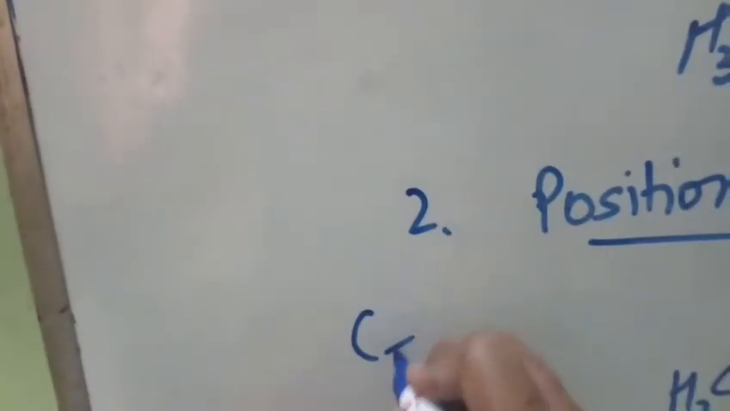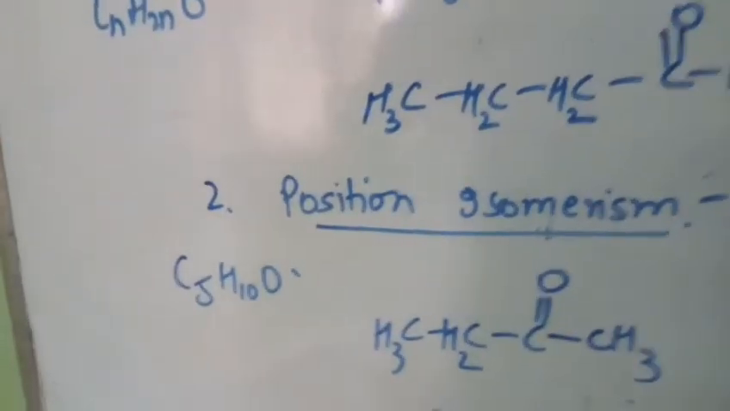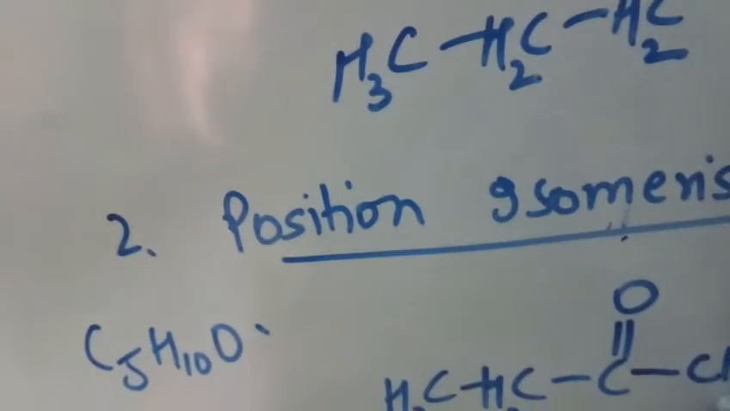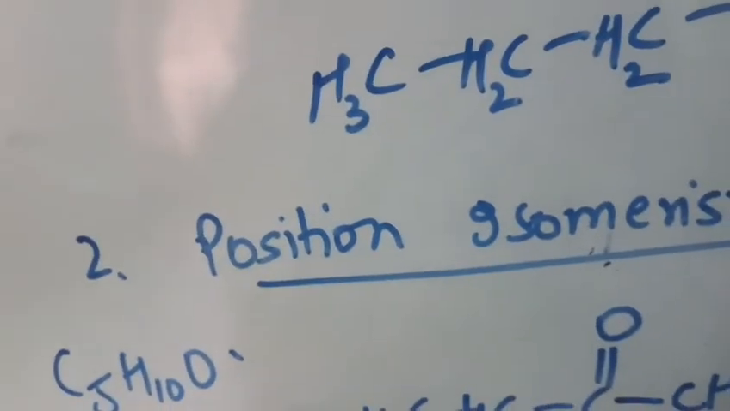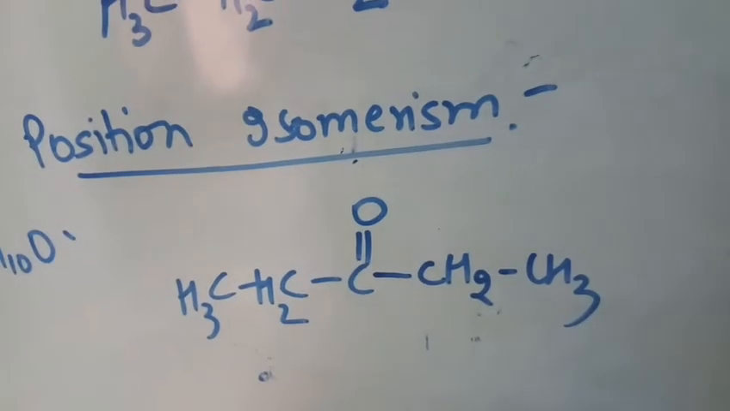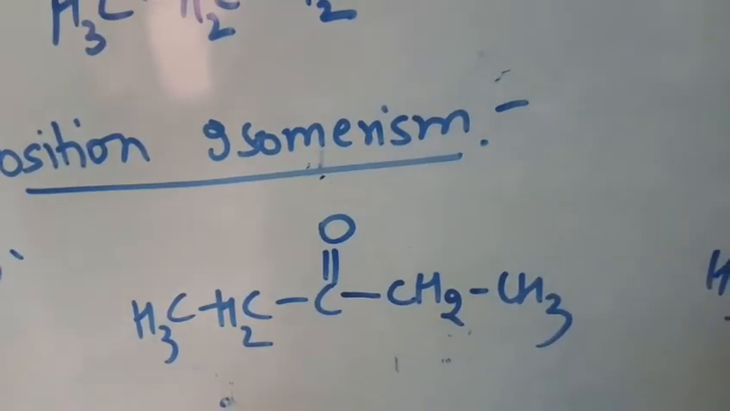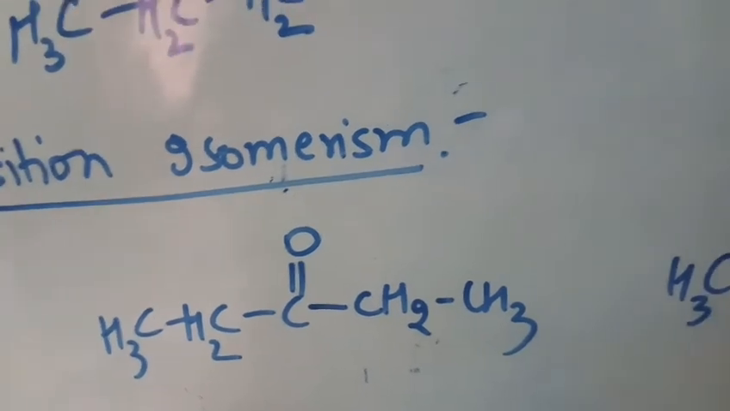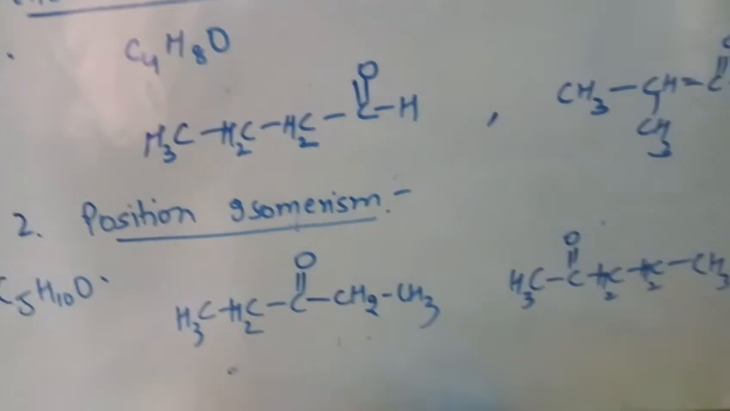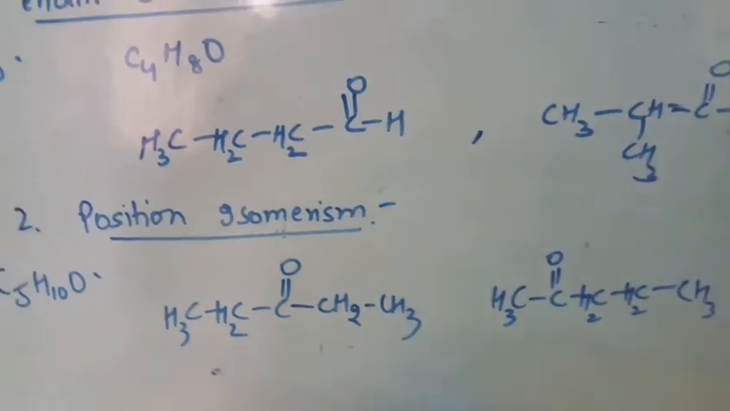Now in this compound, that is butan-2-one, no further position isomer is possible, but we can have position isomers for C5H10O, right? For C5H10O we will draw position isomers, such as this is pentan-3-one and the other one is pentan-2-one. So the position of the functional group is different, hence it shows position isomerism, isn't it?